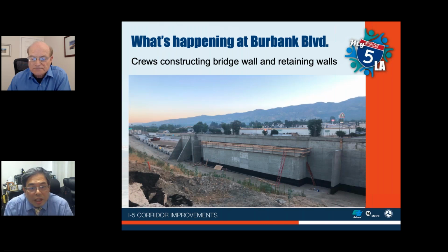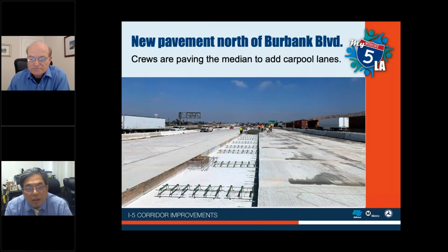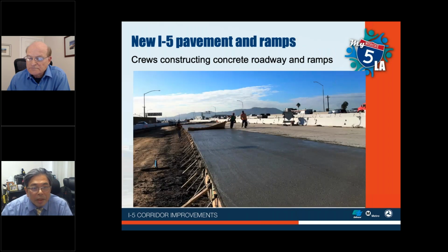What you see here is what we're constructing on the west side of the freeway. This is the new abutment and retaining wall on the west side of the new freeway. Next slide, please. We were also able to complete the columns along the median. Next slide. On the freeway north of Burbank Boulevard, we have completed most of the median paving. Right now, the contractor is installing the median barrier. Next slide. They are also grading and preparing to pave the main line and the ramps along the south side of the freeway. Next slide, please.